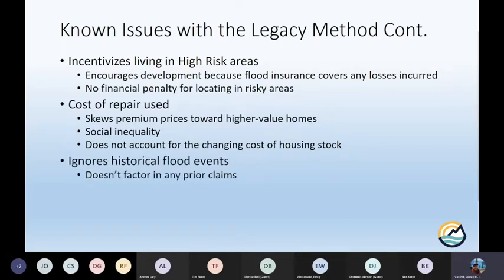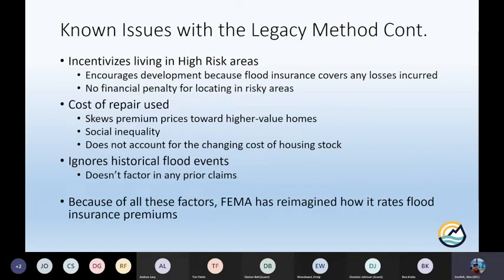And then the legacy method also ignored historical flood events, so it didn't factor in prior claims. So think about a driver who gets multiple speeding tickets, doesn't wear his seatbelt, and has hit several cars. If there's no financial penalty for him to pay higher insurance premiums, he has no reason to change the way he's driving. And that's essentially what the floodplain insurance was doing, is it was ignoring your historical events.